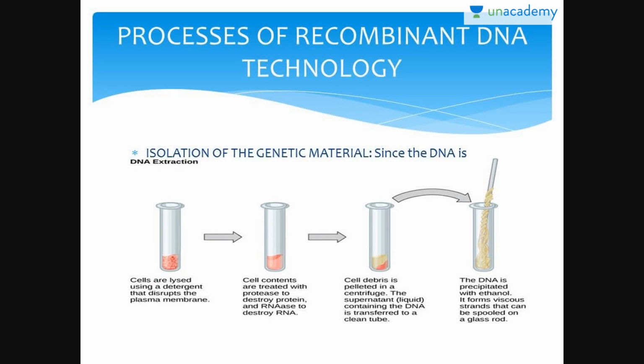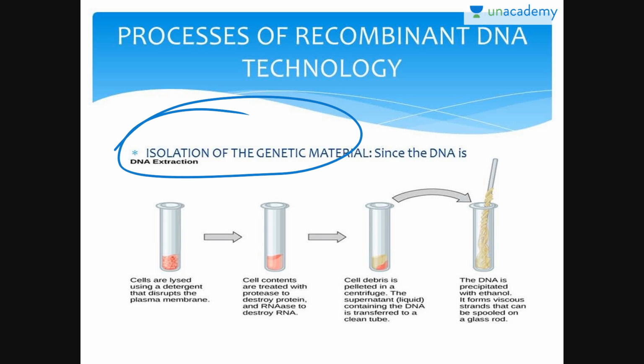The process of recombinant technology includes isolation and fragmentation of DNA by restriction endonuclease, isolation of the desired DNA fragment by gel electrophoresis, ligation of the DNA fragment with the vector by DNA ligase, transferring the recombinant DNA into the host, culturing the host cells in a medium at large scale in a bioreactor, and then extraction of the desired product by downstream processing. So let's have a look at the first one, that is isolation of genetic material.